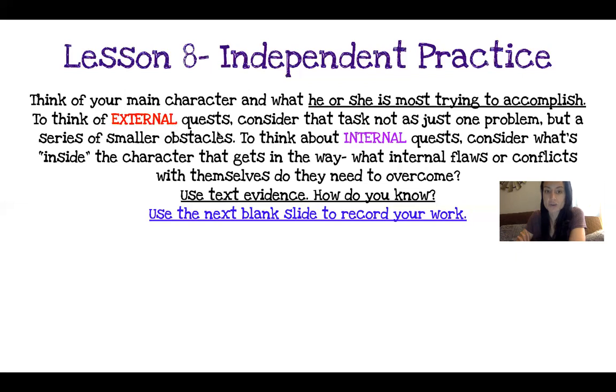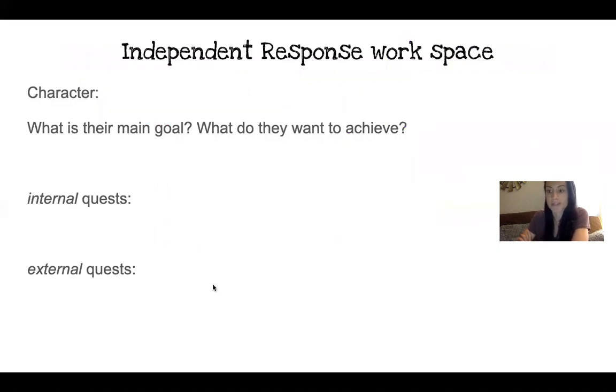To think of external quests, consider the task not just as one problem, but a series of smaller obstacles. To think of internal quests, consider what is inside the character, remember feelings, that gets in the way. What internal flaws or conflicts with themselves do they need to overcome? Use text evidence, how do you know? And use the blank slide to record your work. I'm also going to ask you guys to try to tie it in, if you can, to the theme. If you can think of another theme, but this is another skill to help you come up with life lessons or themes in your book.